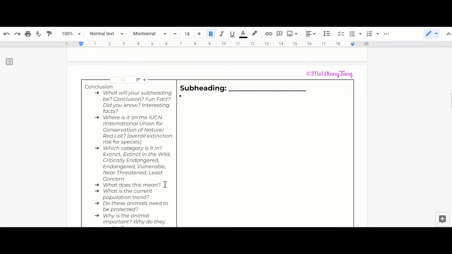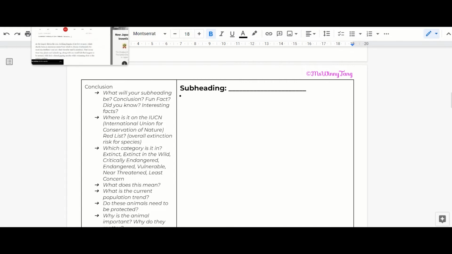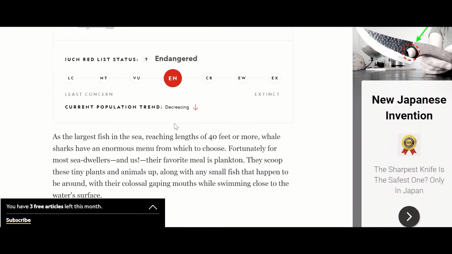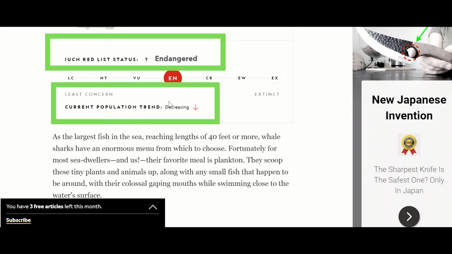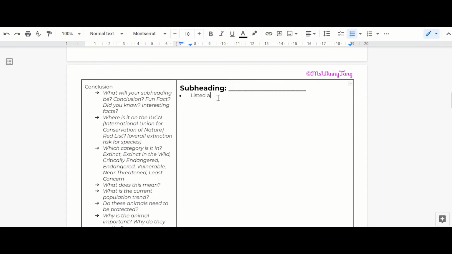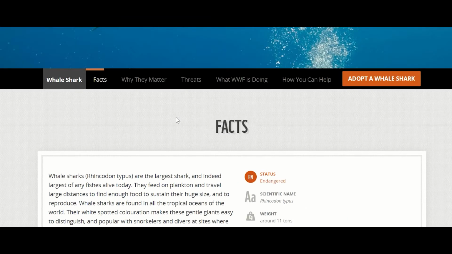So what we can do is have a look at the sources of information that we have already and see if they have information on what our animal is categorized as. So I'm looking at National Geographic, and if I scroll down, they actually do have it here. They've got it: whale sharks are listed as endangered and their current population trend is decreasing. So we can add that bit of information in. Listed as endangered, population decreasing. Okay, now I'm just going to quickly check.